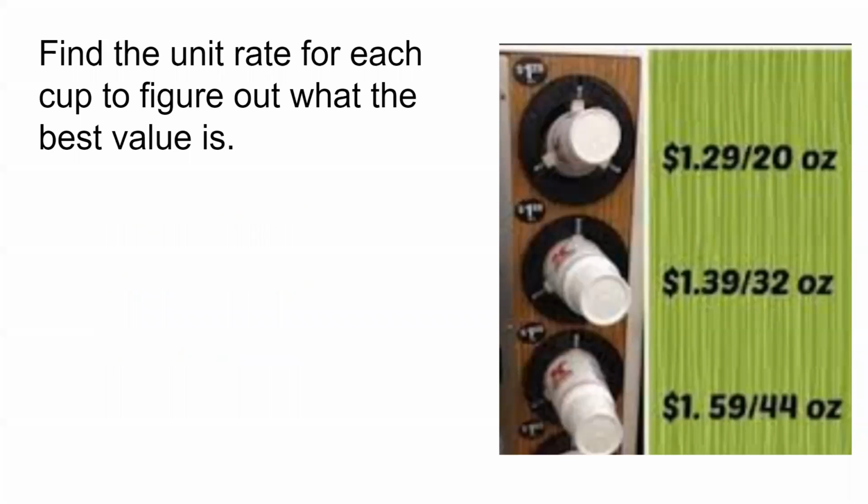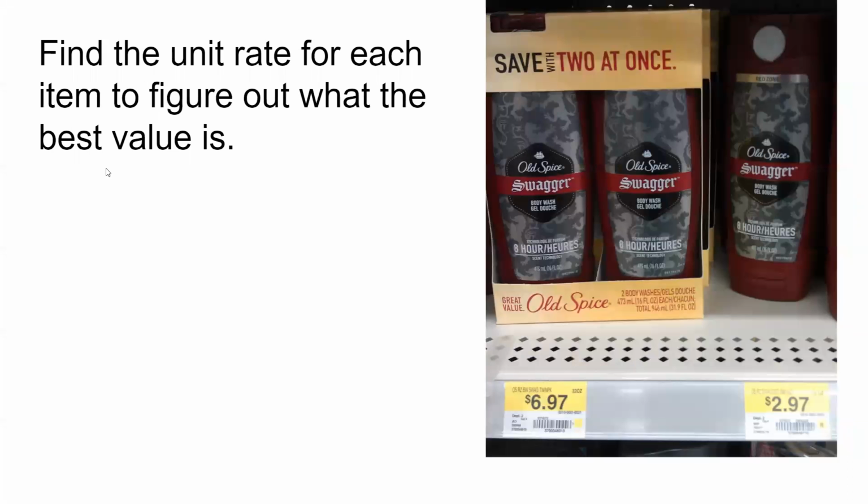So let's go on to our last problem. I want you to find the unit rate for each item below to figure out what the best value is. So go ahead and try it out for these Old Spice body washes. See which one's better. Is it better to save with 2 at once or better to get 1 individually?